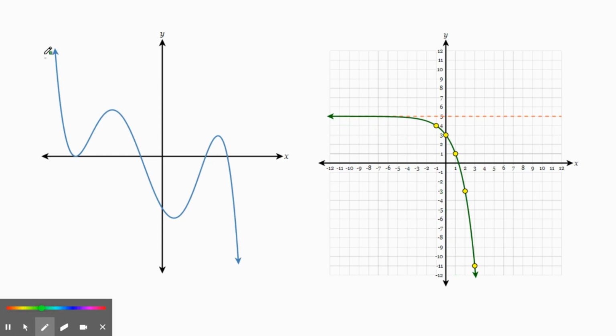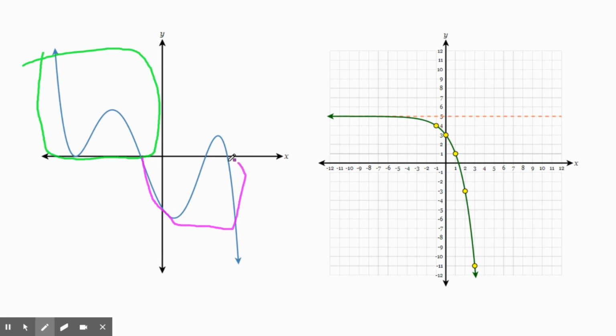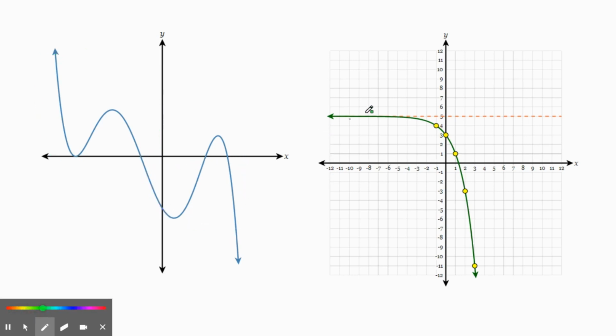The function on the left is positive in certain areas and negative in certain areas. The graph on the right is positive until it reaches the domain of whatever that is, 1.5, and then it becomes a negative function. The function on the left has no asymptotes, where the function on the right has an asymptote at y equals 5.